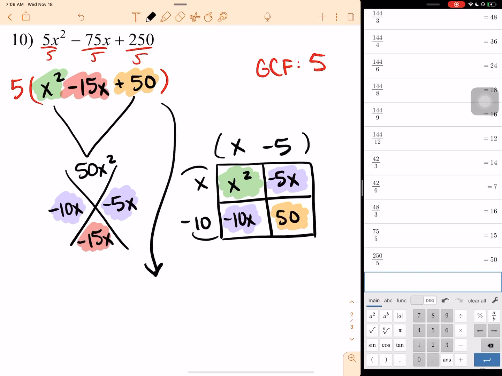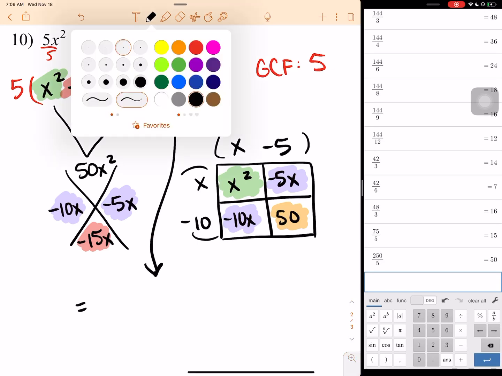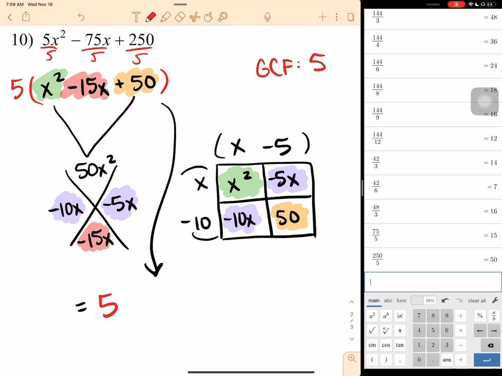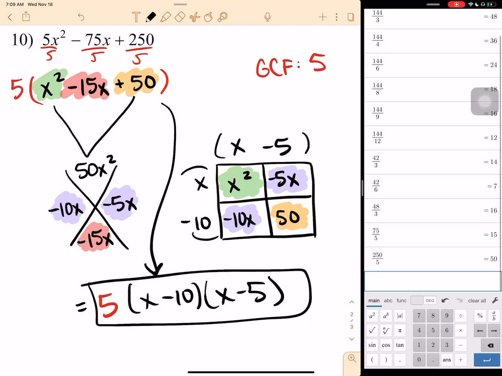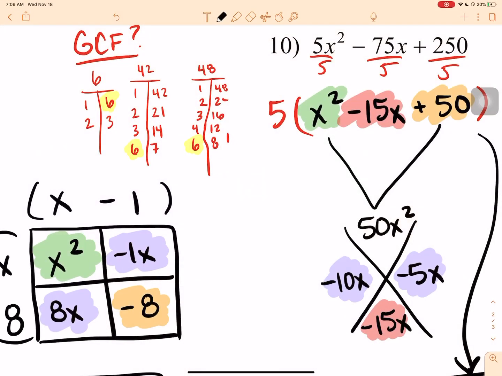So our final answer, I have to include that GCF of 5 and then multiply that by x minus 10 times x minus 5. So again, I hope that you were pausing throughout the video, showing all of your steps and learning how to do this on your own because you do have an EST coming up.